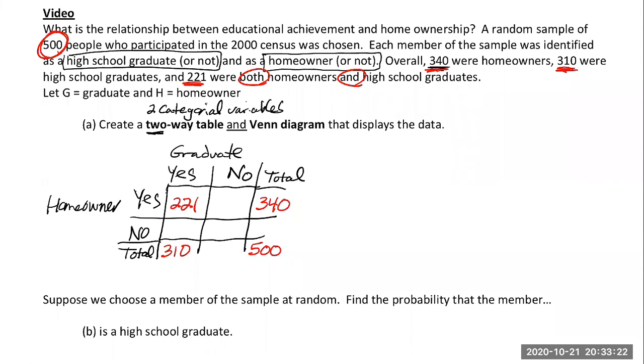340 plus what's 500? I think that would be 160. 310 plus what is 500? I think that would be 190. 221 plus what is 310? Is that 89, I think? And then 89 plus what's 160? That is 71. And then down the column, 71 plus what's 190? 119. Should work across the row. Yeah, there you go. So there's your two-way table.